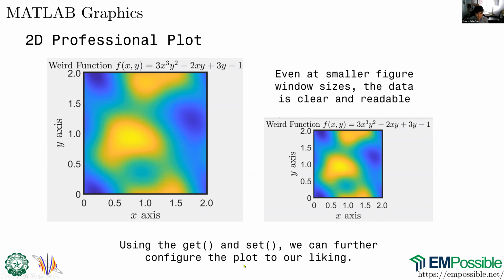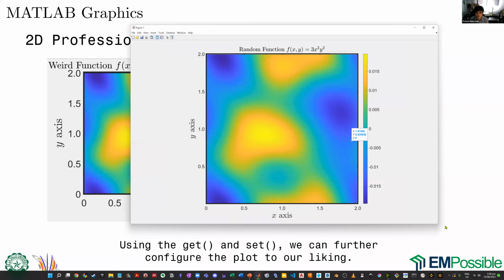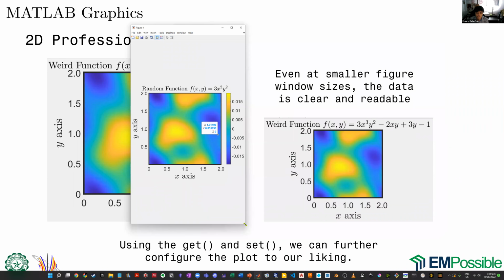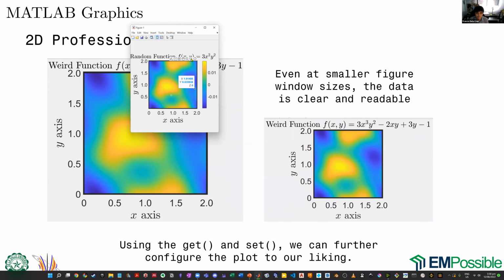So again, you can rescale. You can rescale this till square. You can make it small. You can make it large. Okay. Still, the details can be read. It's clear.